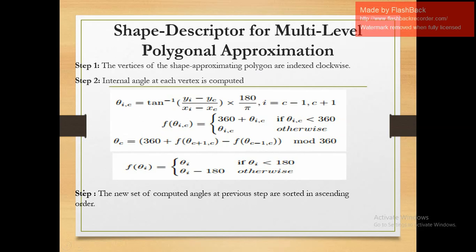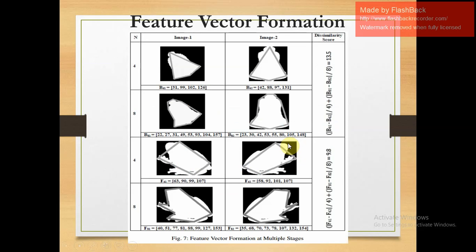In the proposed framework, a shape is approximated at multiple stages by varying the number of sides of the approximating polygon, leading to a multi-level shape descriptor feature formation. At every stage, a shape descriptor feature vector is formed corresponding to the respective shape-approximating polygon. In our project, we have taken the internal angles of the polygon as our feature, and the internal angles at each vertex are computed as given below. And the new set of computed angles is sorted in ascending order.